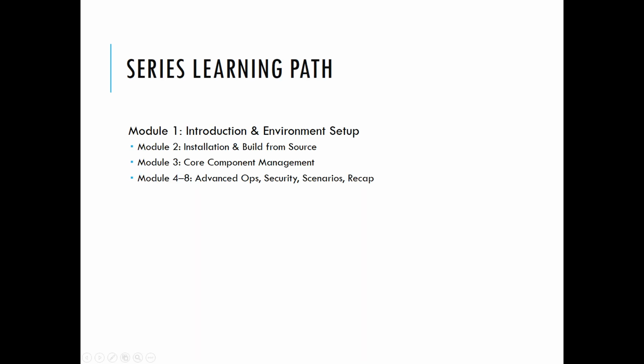To ensure you gain comprehensive mastery, we've structured this series into a logical, progressive learning path. Module 1, which we're in now, is your introduction and environment setup. Module 2 will guide you through installing and building Debo from its source code on GitHub. Module 3 is where the hands-on work truly begins, covering core component management: install, start, stop, report.